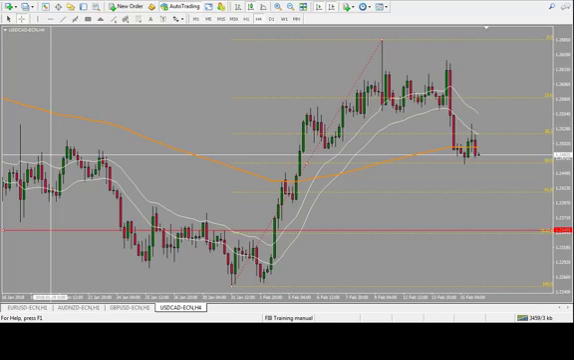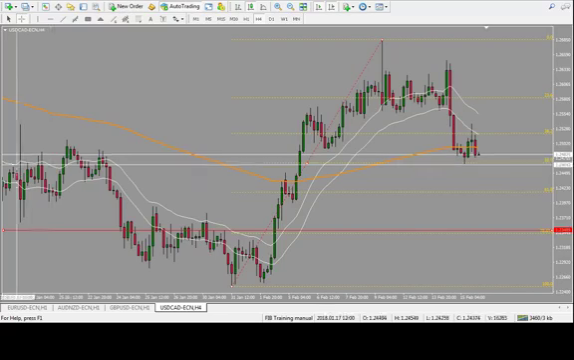Stephen is saying that the swing high looks like a bat. To be honest, I've never heard about a bat pattern, so I'm not quite sure. Unfortunately, I don't really know what sort of pattern that is.